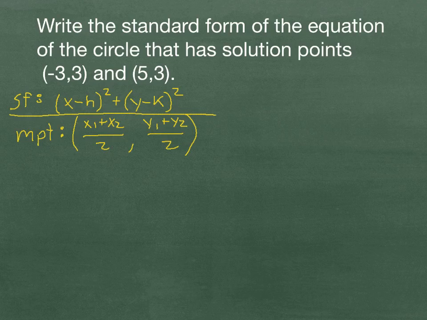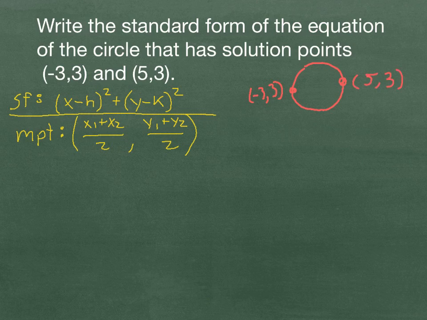Okay, so now in this video I will show you how to write the standard form of the equation of the circle that has two different solution points. In this case they are -3, 3 and 5, 3. So basically, for you to understand this better, you have a circle and you have two different points in this circle, which are -3, 3, and 5, 3.